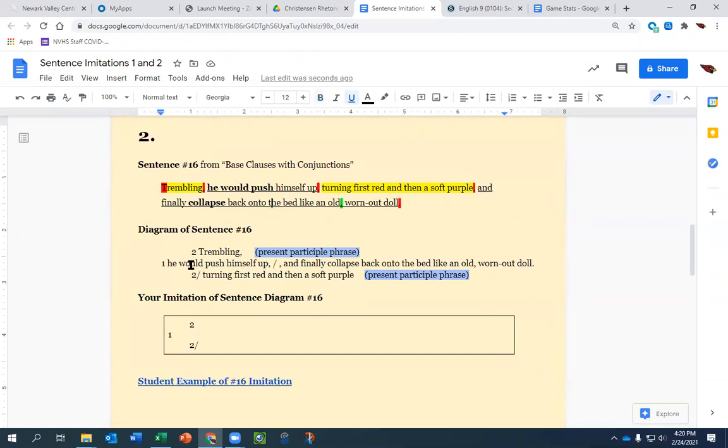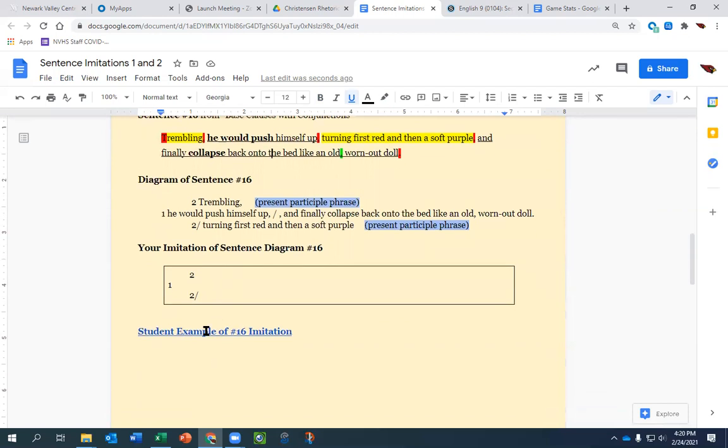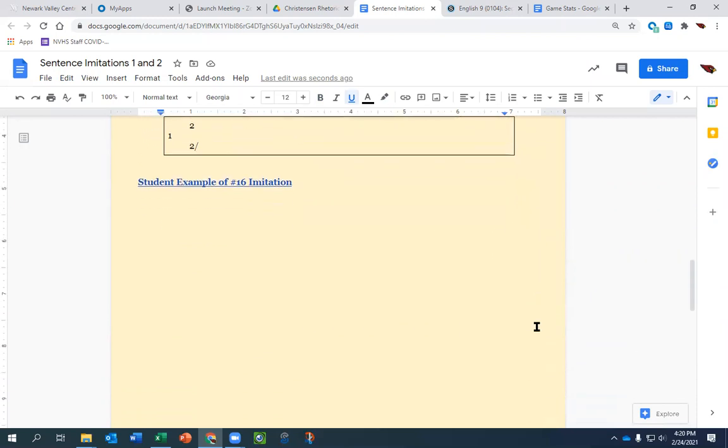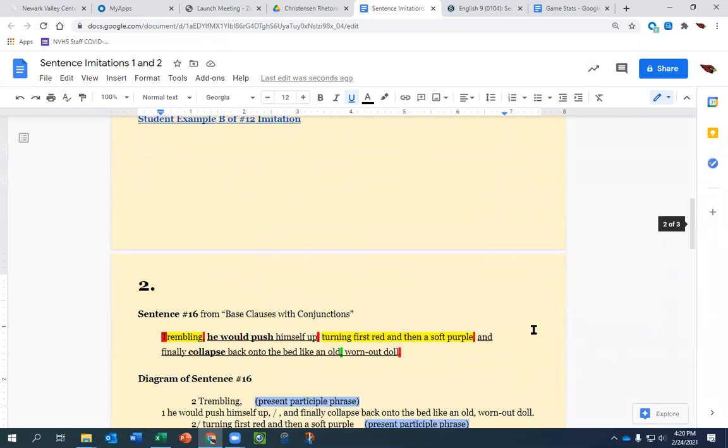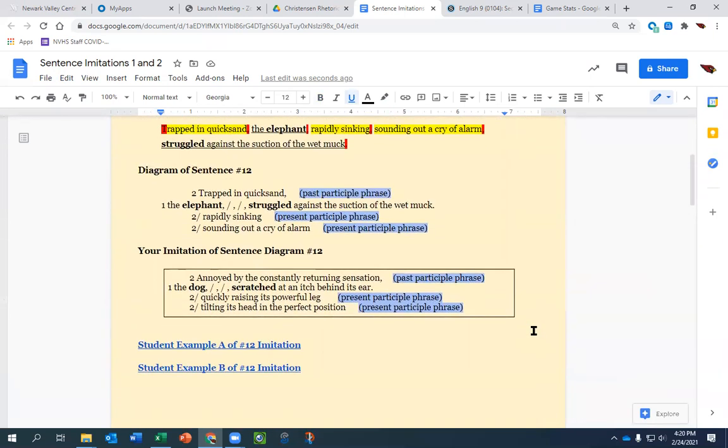Here's the diagram. Here's the pattern for your imitation. Here's an example student imitation of number 16. And again, the resources that you need are at the bottom. It's going to take you a while. It is definitely a challenging process that will take you a while, but this is the direction we're heading. Go get them.